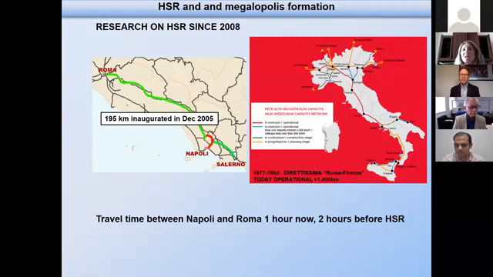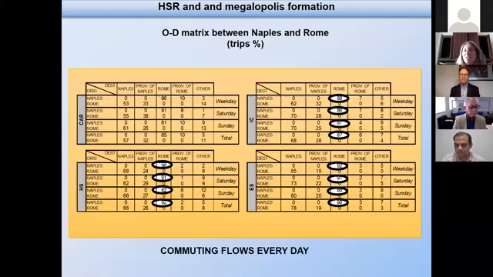Because between Napoli and Roma, I realized these are all the matrices between Napoli and Roma on the different transport modes. But I don't want to go deep into the values. I'm not interested in that. But I would like to say that every day there are commuting flows between Napoli and Roma. Every day people go to Roma, go back to Napoli, and vice versa.